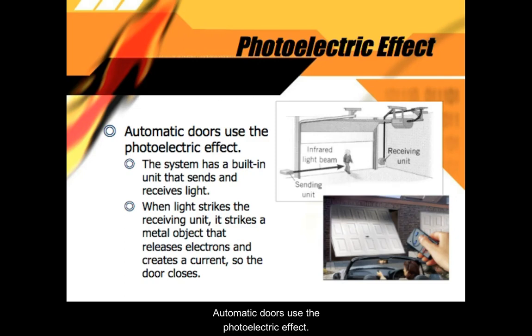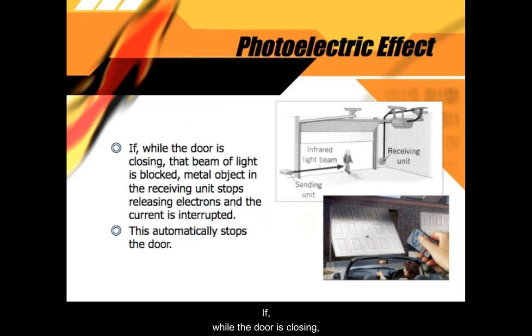Automatic doors, as pointed out earlier, use the photoelectric effect. The system has a built-in unit that sends and receives light. When light strikes the receiving unit, it strikes a metal object that releases electrons and creates an electrical current, so the door closes. If, while the door is closing, the beam of light is blocked by, say, a person, the metal object in the receiving unit stops releasing electrons and the current is interrupted. As a result, the door is automatically stopped.